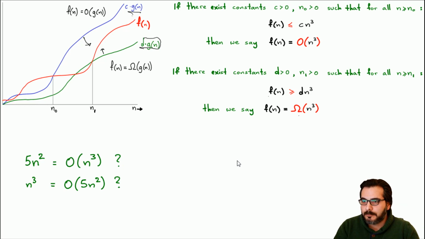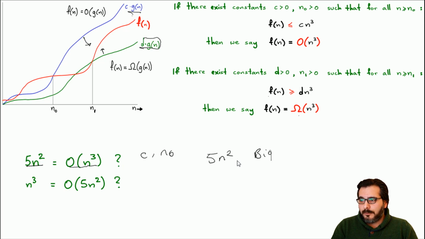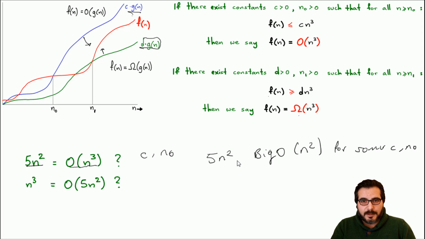So here's an example. 5n squared is big O of n cubed, and this doesn't involve the ratio or something else. We can select any c and n0, and then we can say 5n squared is actually big O of n squared for some c and n0 pair. But at the same time, if I say n cubed for this, and I give trivial numbers for this c and n0 pair, it would be n cubed as well.